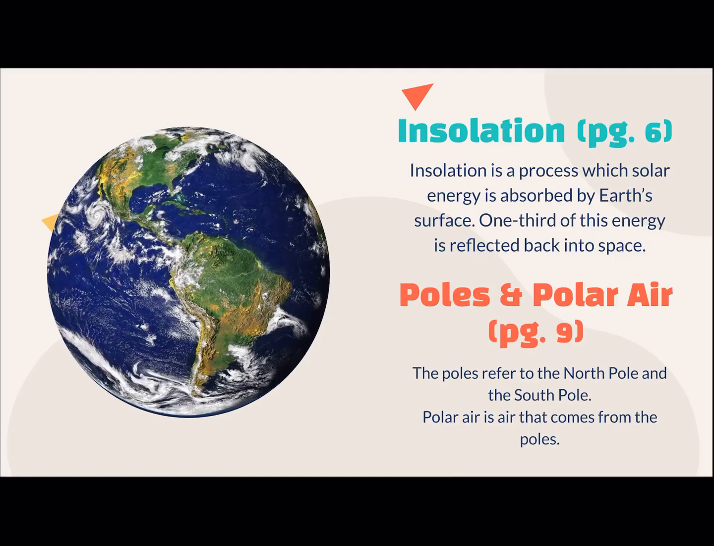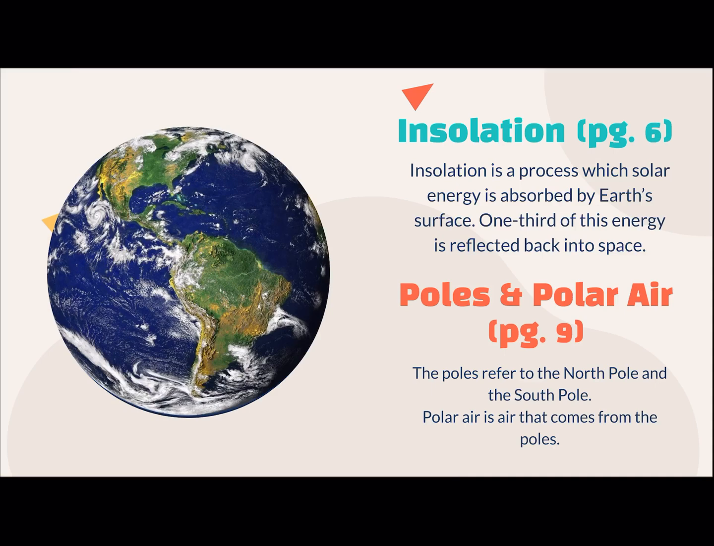Our first word is insolation. Insolation is a process in which solar energy is absorbed by the Earth's surface. So about 1/3 of this energy is reflected back into space. So that means 2/3 of the energy is kept in our atmosphere.